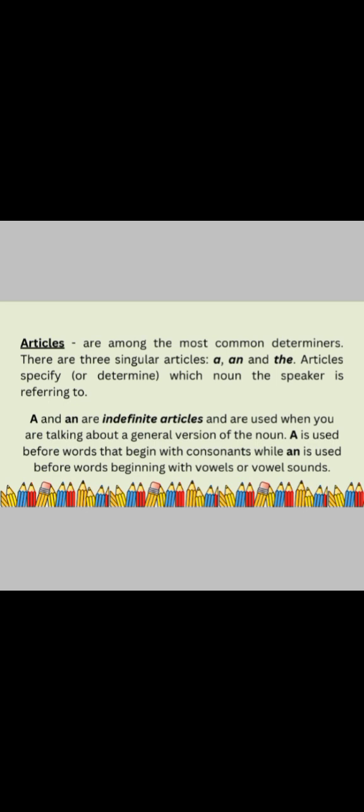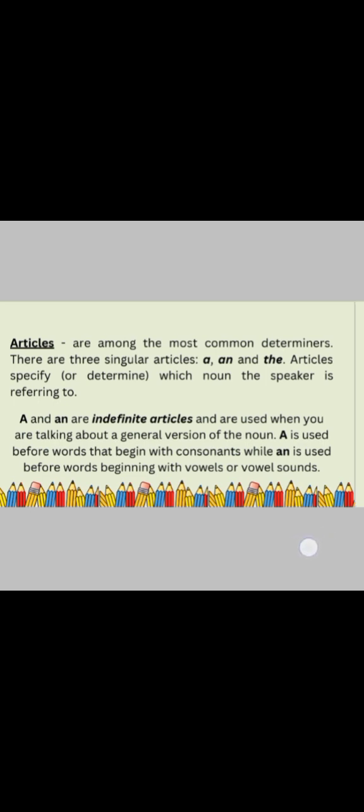So a and an are indefinite articles and are used when you are talking about a general version of the noun. A is used before words that begin with consonants, while an is used before words beginning with vowels or vowel sounds.